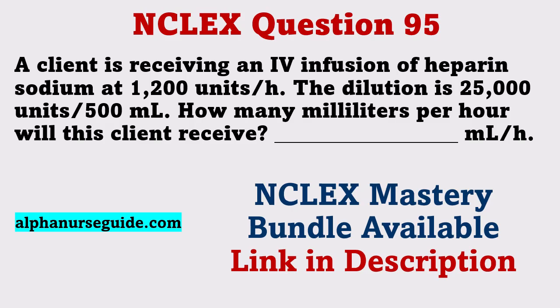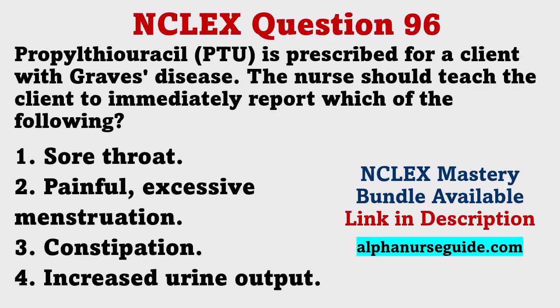Next, calculate how many milliliters the client receives per hour. Since the client is receiving 1,200 units per hour and there is 50 units per 1 milliliter, we divide 1,200 by 50, which equals 24. So the client is receiving 24 milliliters per hour.